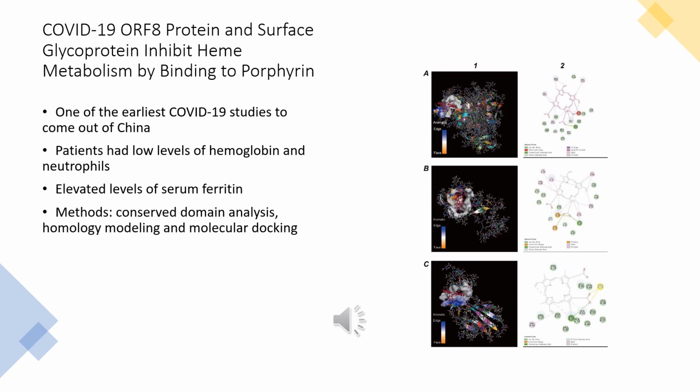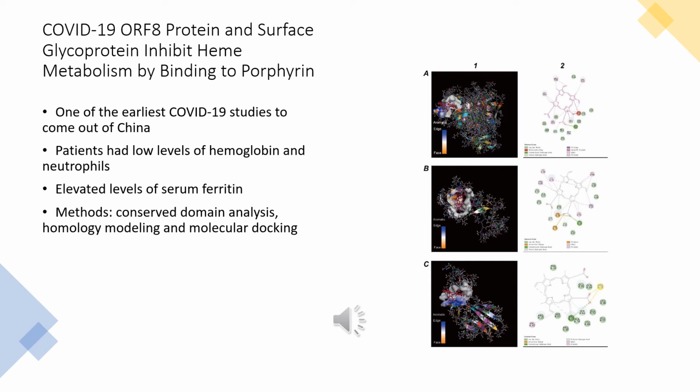One of the first studies to come out during the COVID-19 pandemic showed that the viral protein ORF8 and surface glycoprotein inhibit heme metabolism by binding to porphyrin. Interestingly, an early examination of approximately 100 patients with coronavirus revealed that they had low levels of both hemoglobin and neutrophils. Patients also had elevated levels of serum ferritin in their blood, suggesting that the virus is attacking and denaturing hemoglobin and releasing the iron from heme.